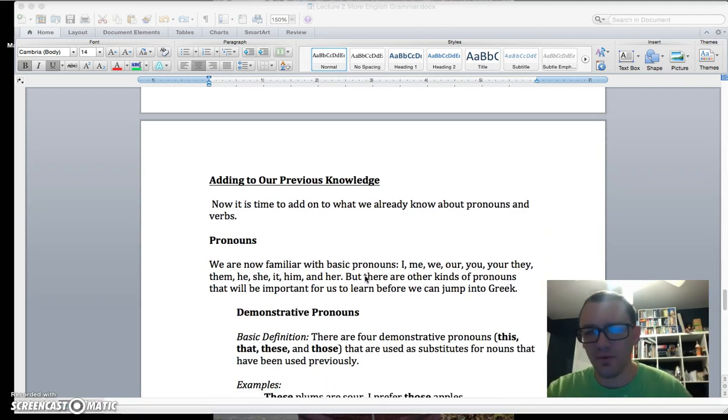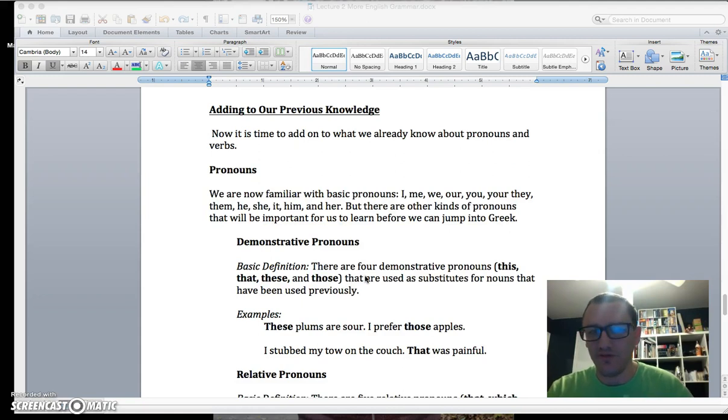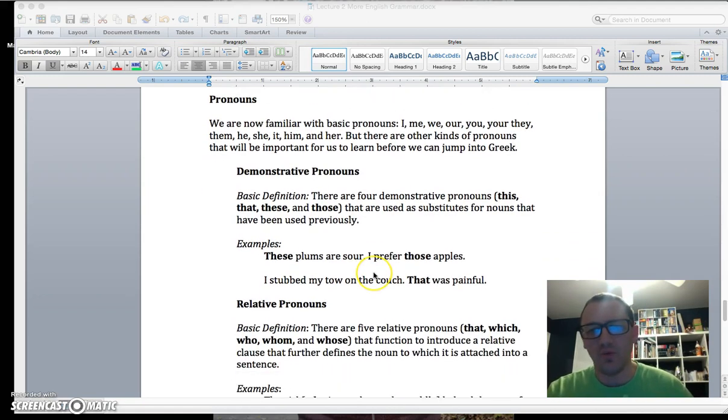Now let's add to our previous knowledge. We dealt a little bit with nouns and pronouns, but we didn't do much with demonstrative and relative pronouns. And in fact, someone was asking some questions about those, and "whose" and "as many as," I think, was another question of how do those function. They'll fall into these categories.